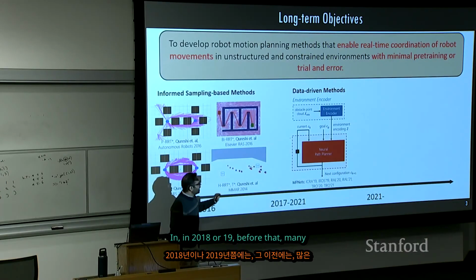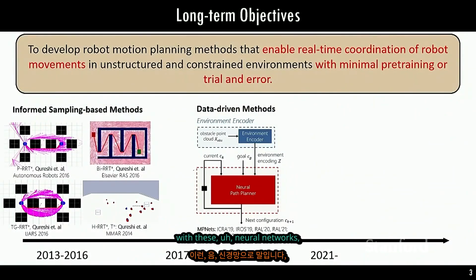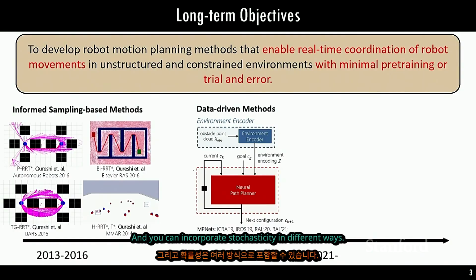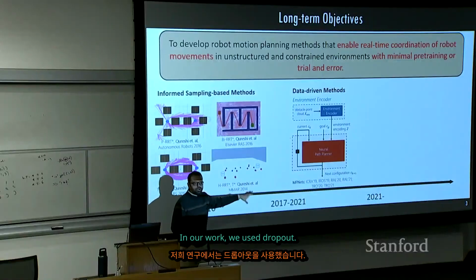In 2018 or 19, before that, many people were trying to solve motion planning problems with neural networks, but they were missing one key piece. In these papers, I gave the recipe that just having a neural network is not sufficient. You can do imitation learning, and still it won't learn. You need stochasticity in these models, and you can incorporate stochasticity in different ways. In our work, we used dropout.